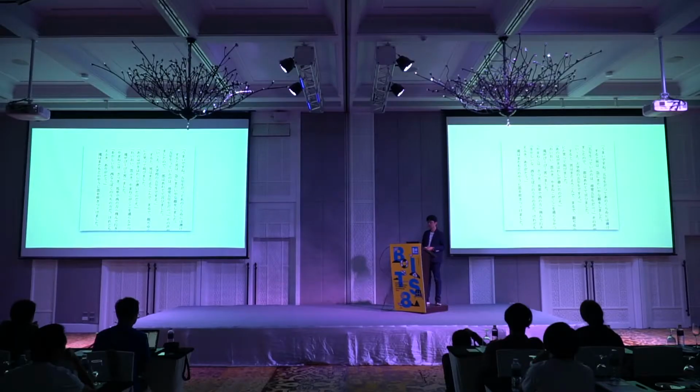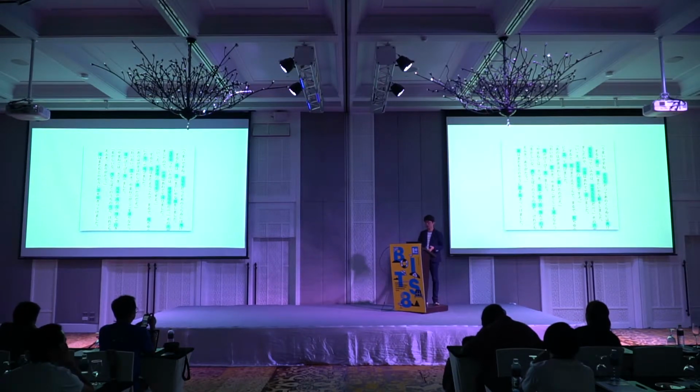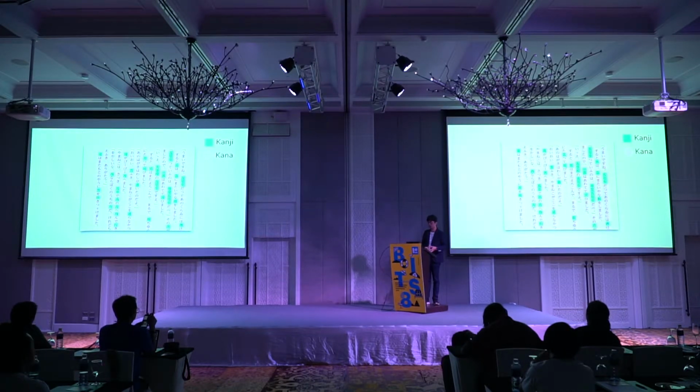Next, look at the novel again. This is written vertically as well. Kanji has angular shapes. Let me put marks on them. Only this much. The rest of them are kana. So what's kana? What's the role of kana?